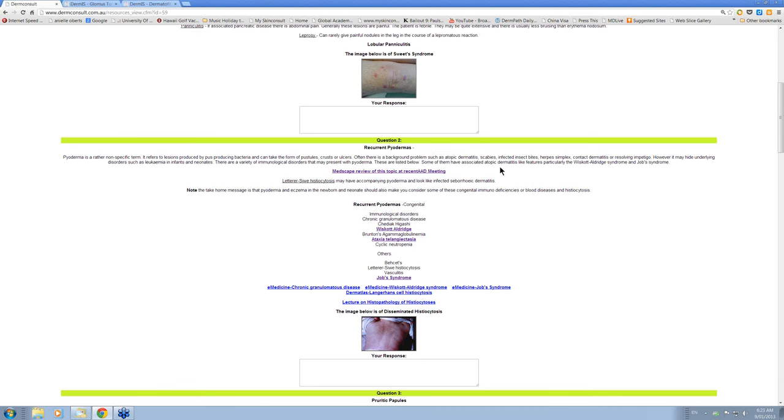Note, the take-home message is that pyoderma and eczema in the newborn and neonates should also make you consider some of these congenital immunodeficiencies, blood diseases and histiocytosis. Now, these were some of the congenital disorders that can be associated with recurrent pyodermas, and they're all rare. Chronic granulomatous disease, Chediak-Higashi. You can look these up in eMedicine if you want to know a bit more detail.